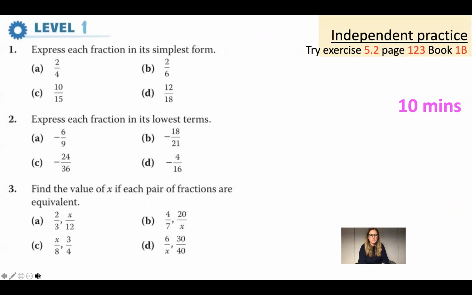Okay, you've got 10 minutes to work through these questions. I would suggest you do the A column first and then come back to the B column if you have time.